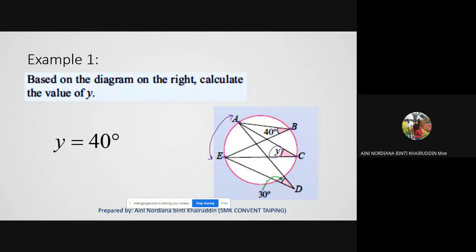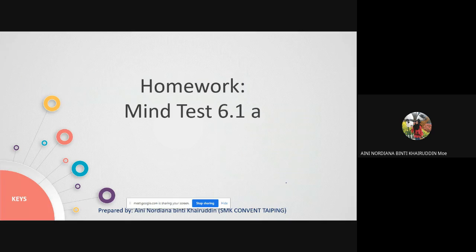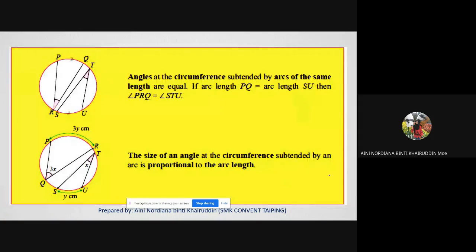Okay, this one saja je dia nak kelirukan you all. So this one ignore. So this is your homework, mind test 6.1a. You do in maths 3. So tak habis lagi. Ada satu lagi.